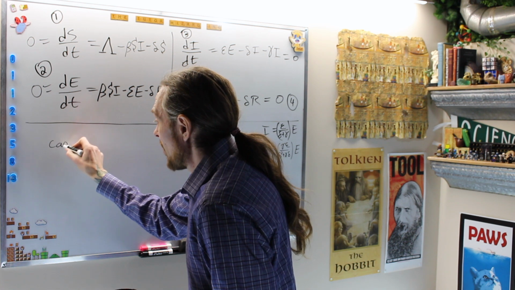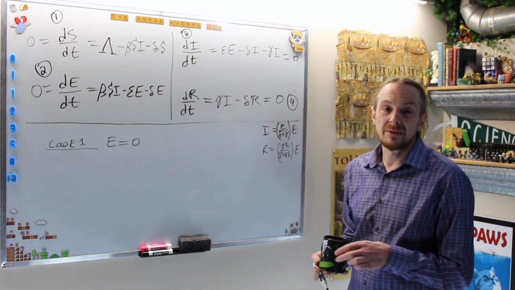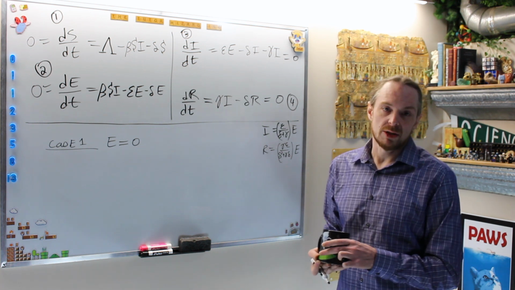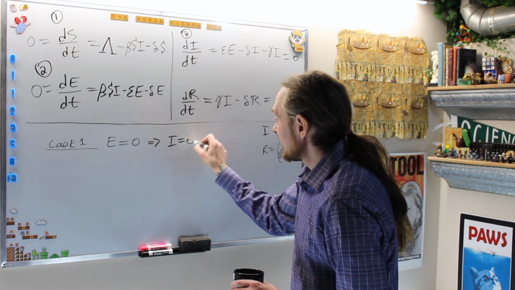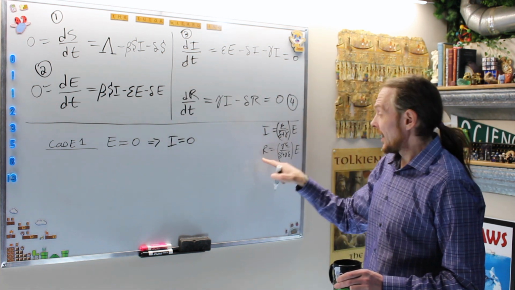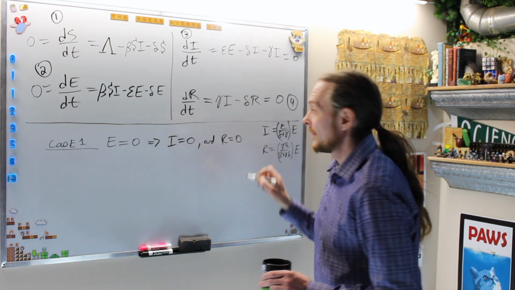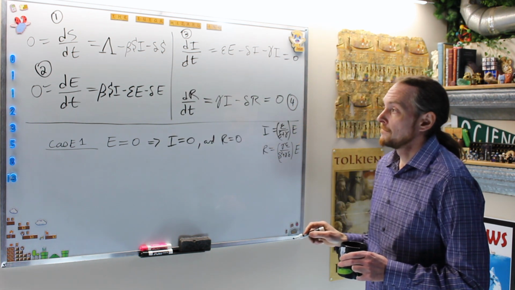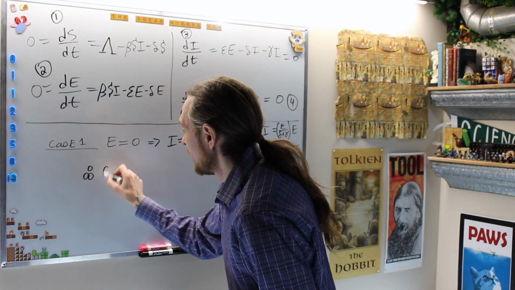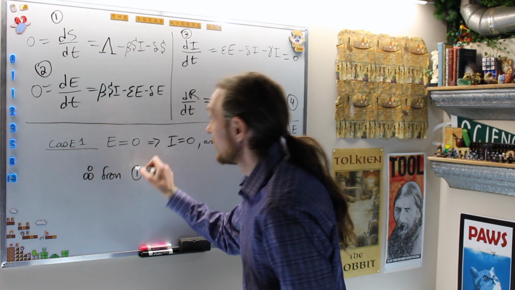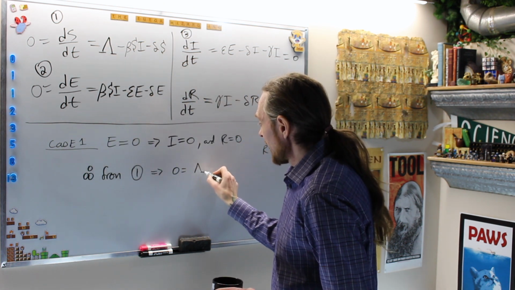So we're going to do case 1. E is equal to 0. Remember, what E represents is the population of exposed individuals, and we're saying there are no exposed individuals. And immediately we can see that I is equal to 0 and R is equal to 0. And what does that give us? Therefore, from equation 1, we see that 0 is equal to lambda.